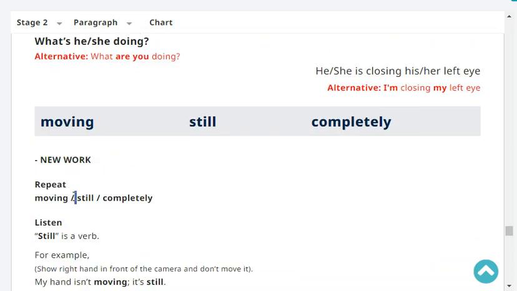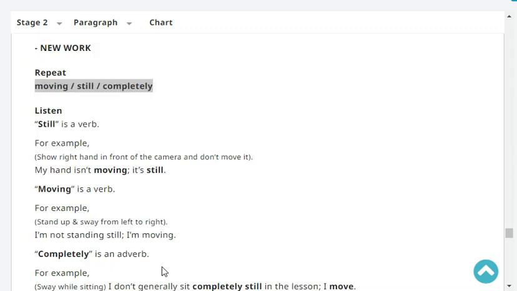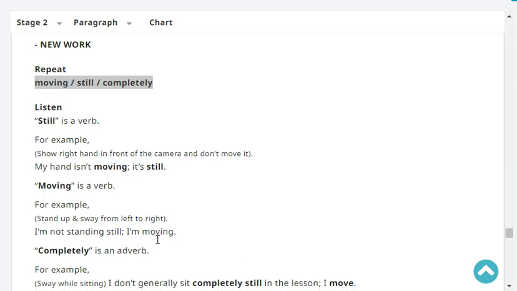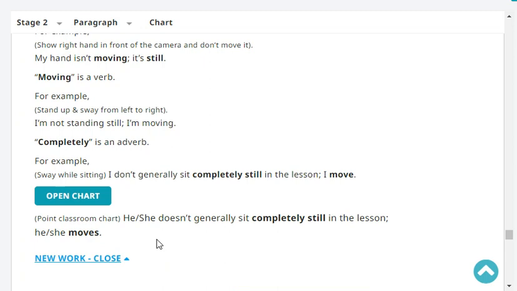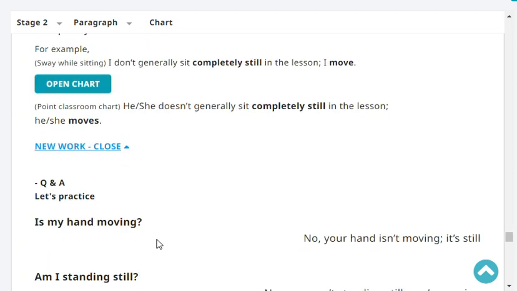Next, repeat. Moving. Still. Completely. Very good. Okay, listen. My hand isn't moving. It's still. Moving is a verb. For example, I'm not standing still. I'm moving. Completely is an adverb. For example, I don't generally sit completely still in the lesson. I move. Okay, another example, third person. She doesn't generally sit completely still in the lesson. She moves.